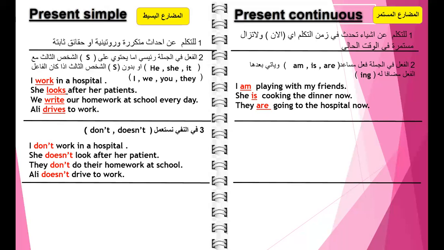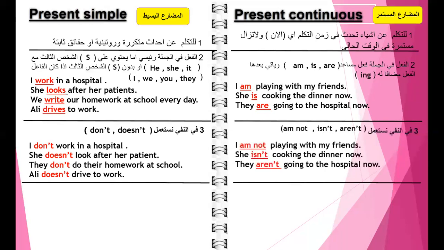Don't ننفي مع I, we, you, they. Doesn't مع he, she, it. While in the present continuous we negate with am not, is not or isn't, are not or aren't. يعني في المضارع المستمر ننفي بالأفعال المساعدة لوجودها في الجملة. We don't need to negate with don't or doesn't. ما نحتاج don't or doesn't من نفي في المضارع المستمر. We have helping verbs. عندي أفعال مساعدة am, is, are. إذا ننفي بيها وفي السؤال نسأل بيها. يعني في النيجاتيف راح يكون am not, isn't, aren't.